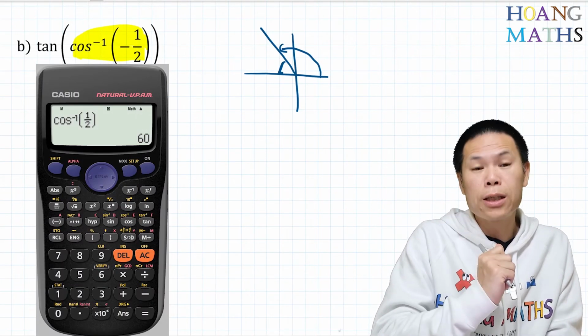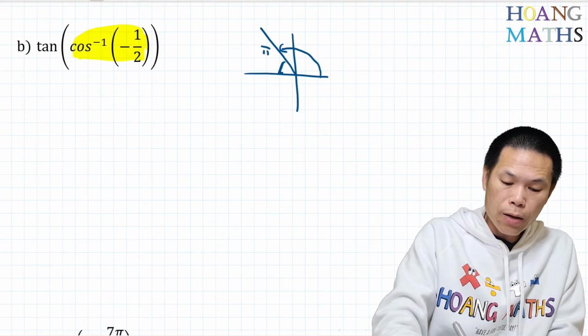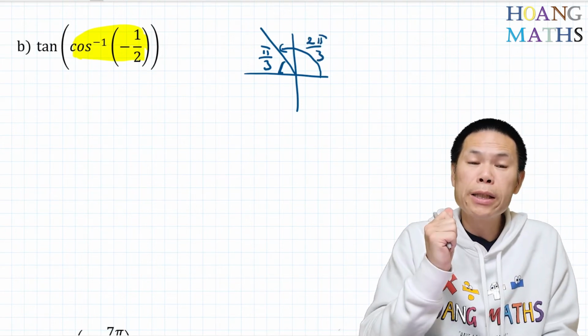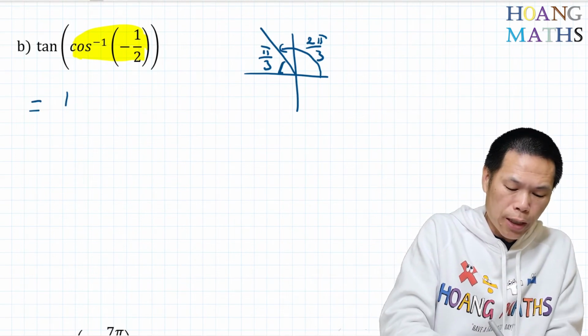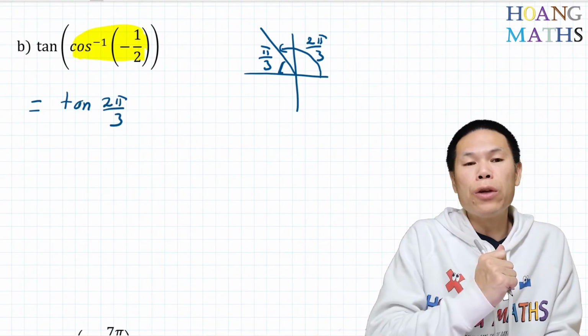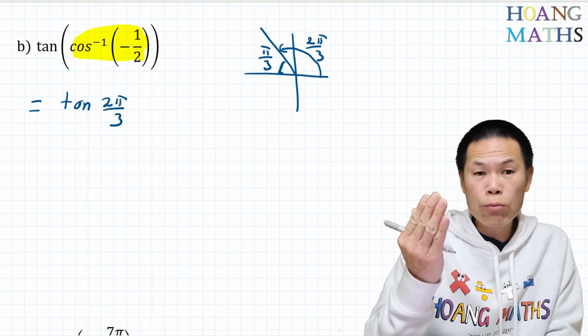But we know that 60 degrees is pi over 3. And from here to here is 2 pi over 3, because 1 minus a third gives me 2 thirds. So the answer is tan of 2 pi over 3. Now we just need to evaluate tan of 2 pi over 3.